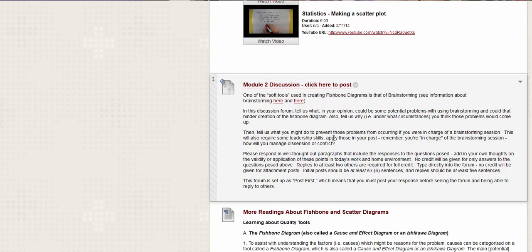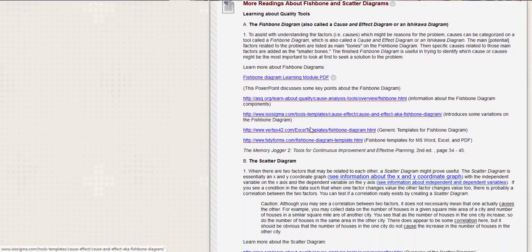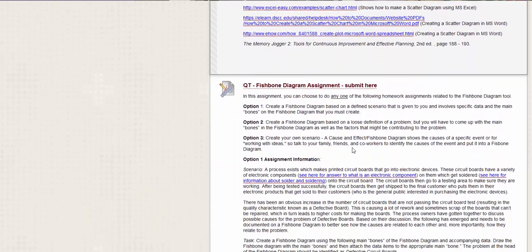This will also require some leadership skills. Apply those in your post. Remember, you're in charge of the brainstorming session. How will you manage dissension or conflict? So respond in well thought out paragraphs that include responses to the questions. Add in your own thoughts on the validity or application of these points in today's work and home environment. So yeah, write a couple of paragraphs about what goes on with that. So here are some more readings about fishbone and scatter diagrams that will help you.